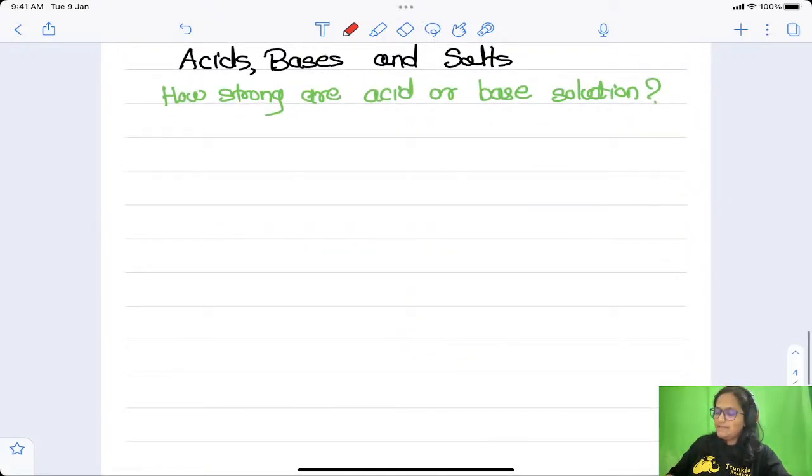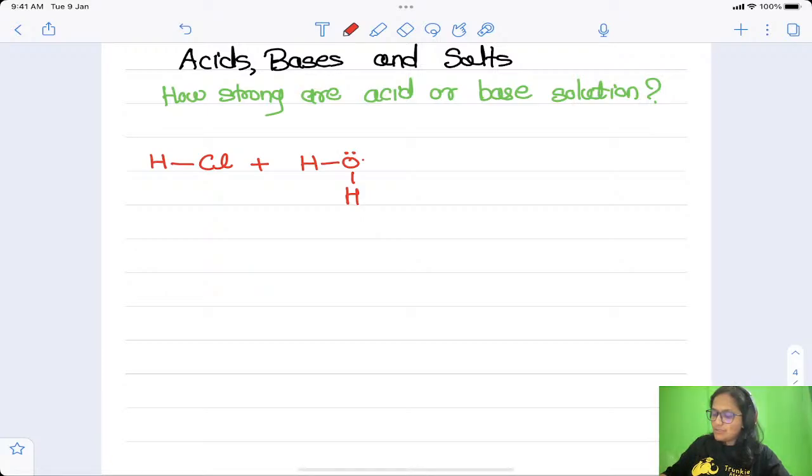I'll write down one simple reaction here. If I am taking HCl and treating it with water, water is nothing but H2O. I'll write down the structure of water like this. The water molecule contains an oxygen atom which has two lone pairs of electrons. That is the tendency of oxygen or group 16 elements.